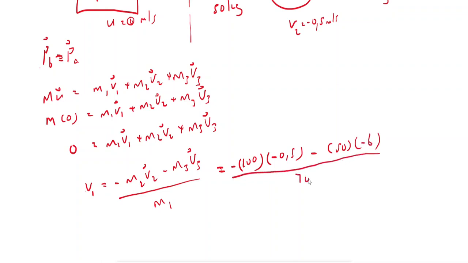Then this is going to be divided by 70, and then V1 is going to be equal to, okay, so everything is going to be equal to 5 meters per second. All right, so this is going to be V1. Okay, so I think this is fine.